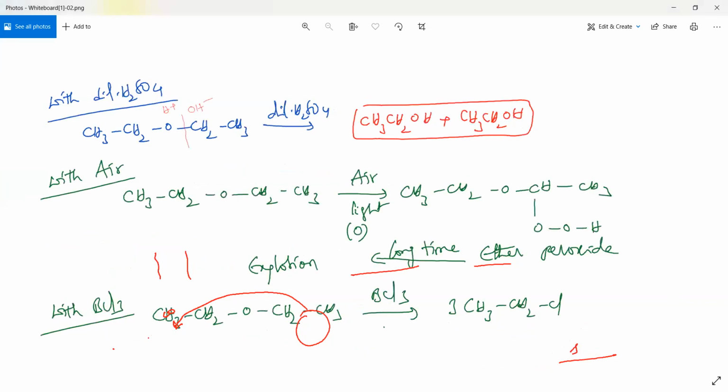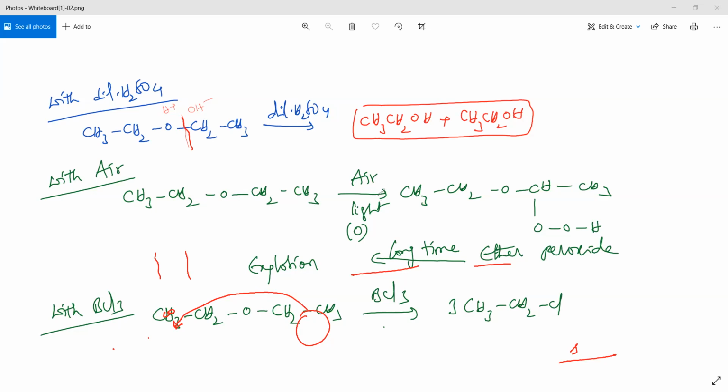With dilute H2SO4, hydrolysis here: break this bond, H plus here, OH minus here. Then what are you getting? Ethyl alcohol plus ethyl alcohol. With air, CH3CH2O.